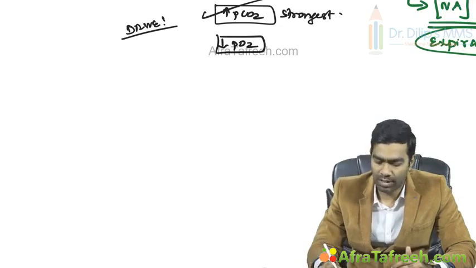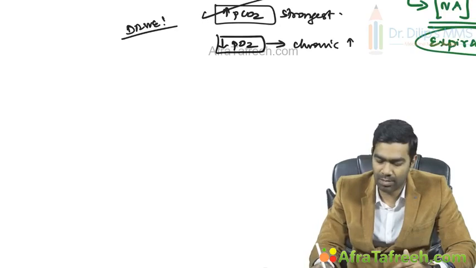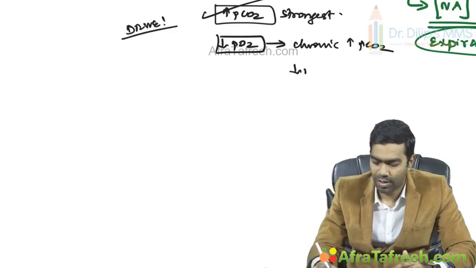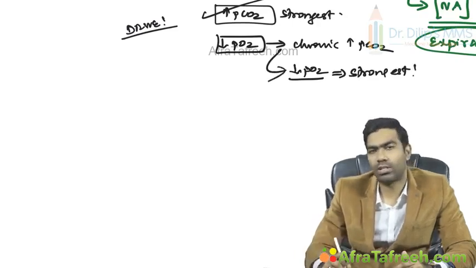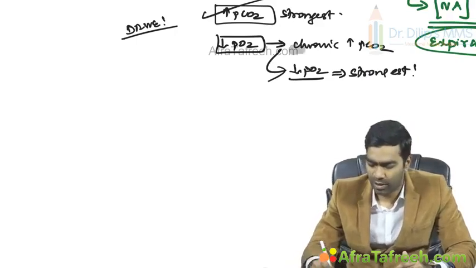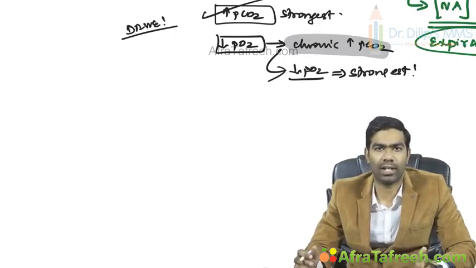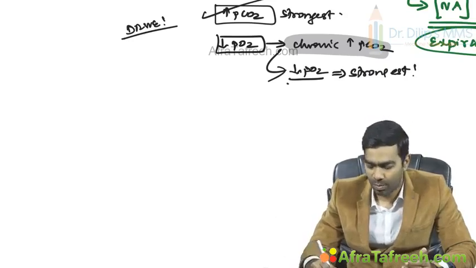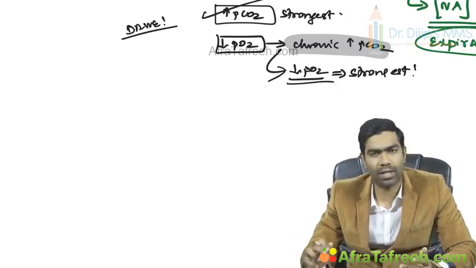But the most important thing is that low PO2 becomes very important only in patients who have a chronic increase in PCO2. In patients with a chronic increase in PCO2, this low PO2 becomes the strongest stimulus for respiration. Why? Because in chronic increase in PCO2, the respiratory group neurons will develop tolerance against the increased PCO2. Over time, they will develop tolerance. Because of that, your low PO2 now becomes the strongest drive for breathing. And again, that's a very important point.